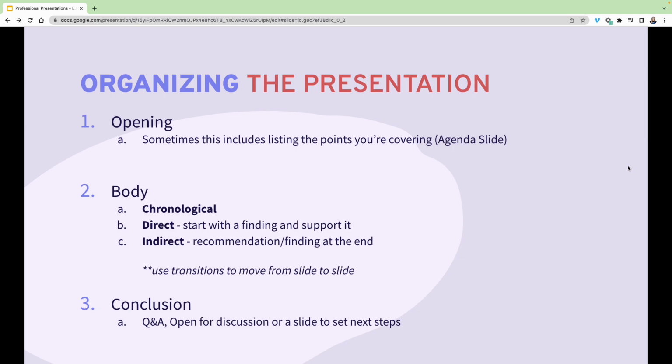Okay, so that brings us into organizing the presentation. A great presentation has great structure. It always starts with an opening. Typically, this is something catchy, whether it is a story or a great visual aid, or it is a question, sometimes a quote. All of these things are meant to be thought-provoking and grab your audience's attention from the beginning.